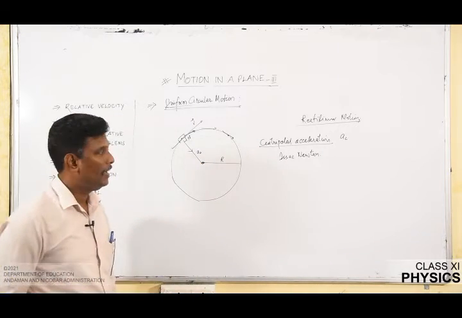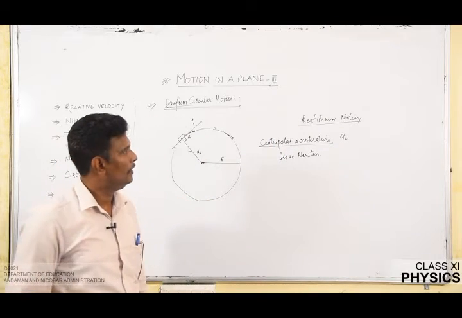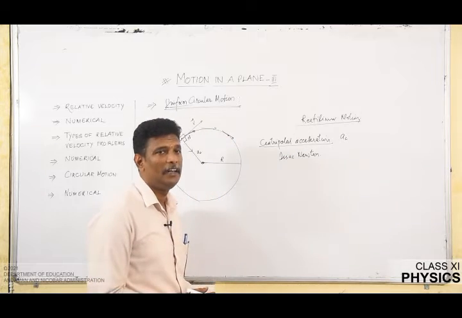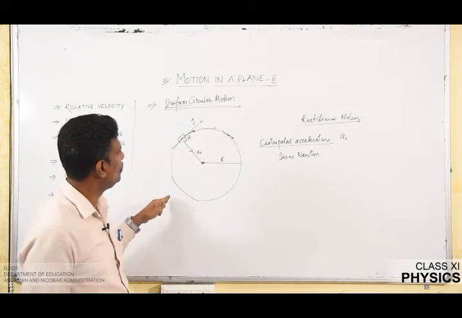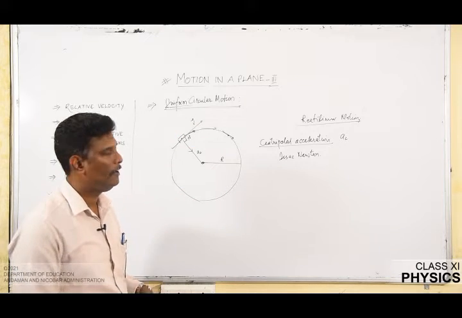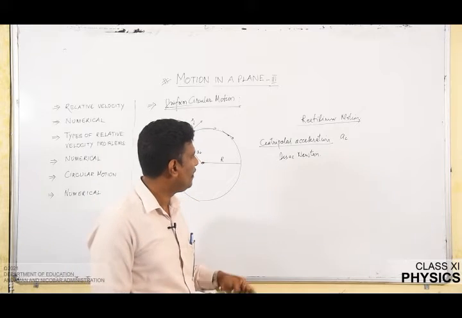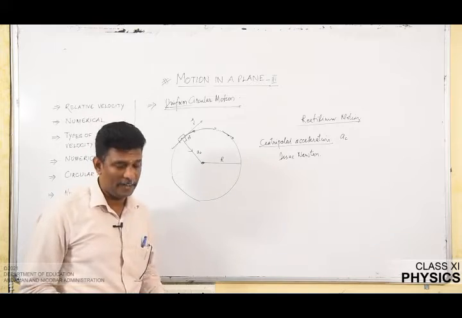Okay. As in the rectilinear motion, we have calculated displacement, speed, velocity, relative velocity and acceleration also. Similarly, in the uniform circular motion also, we can calculate the displacement, velocity and find the centripetal acceleration also. We shall go for it now.